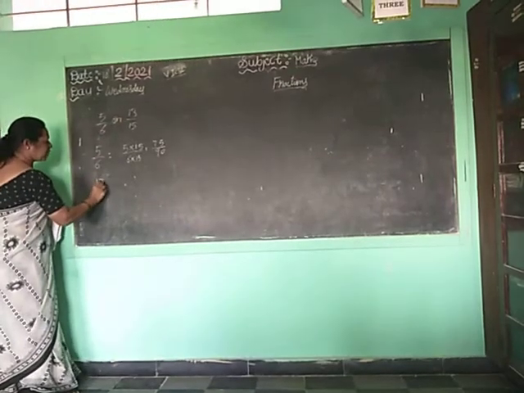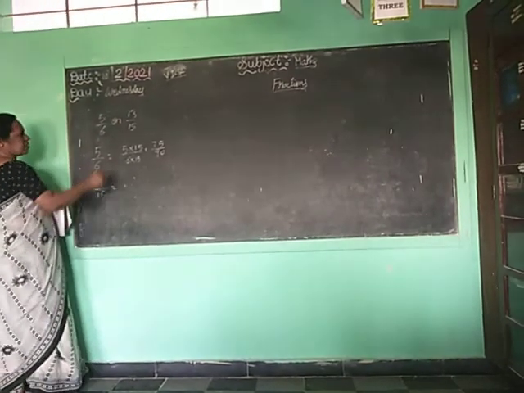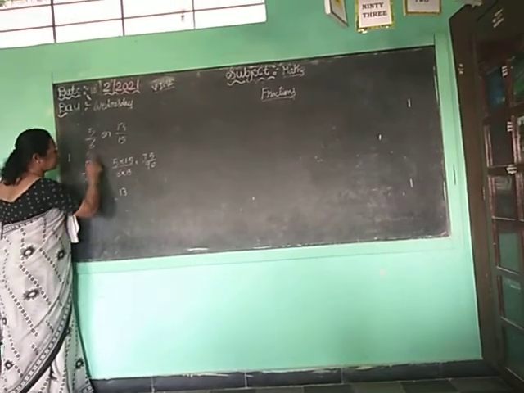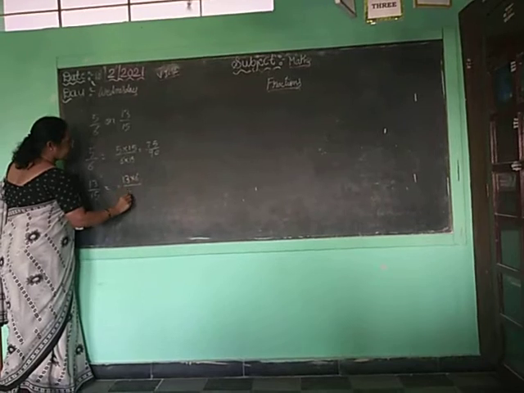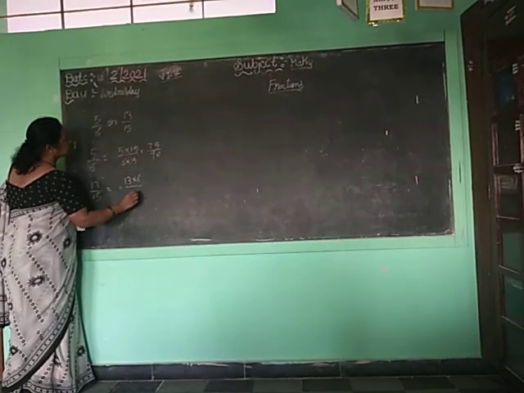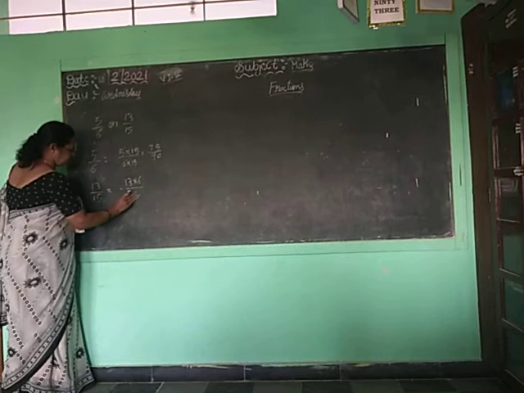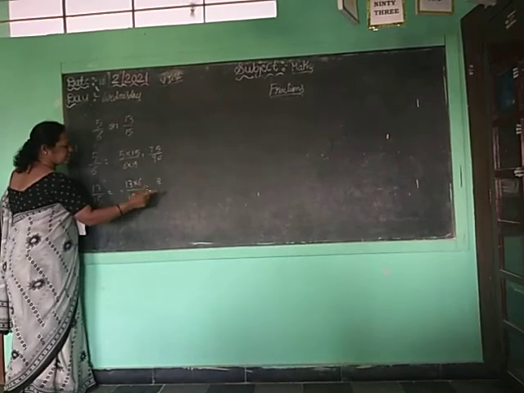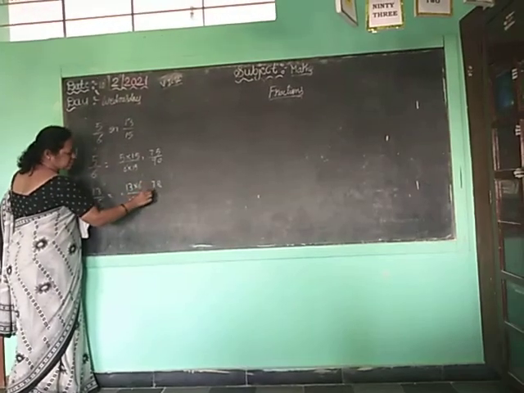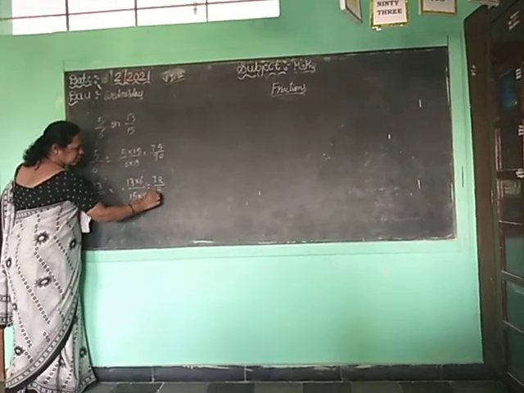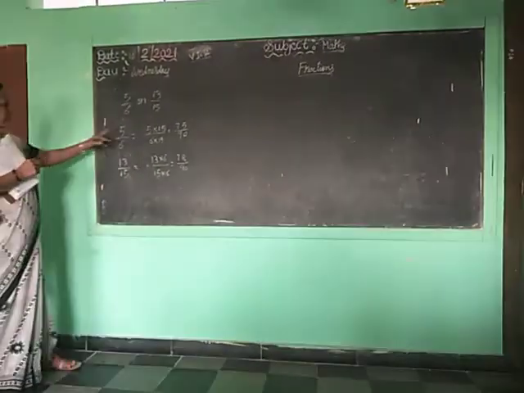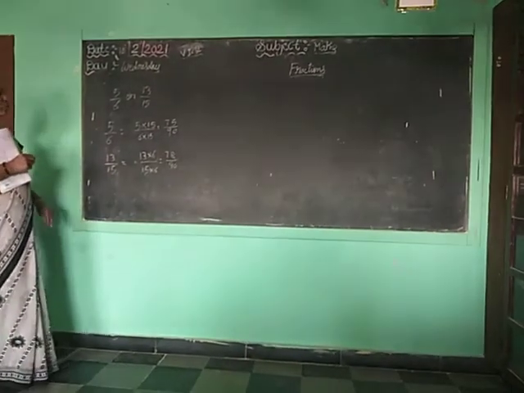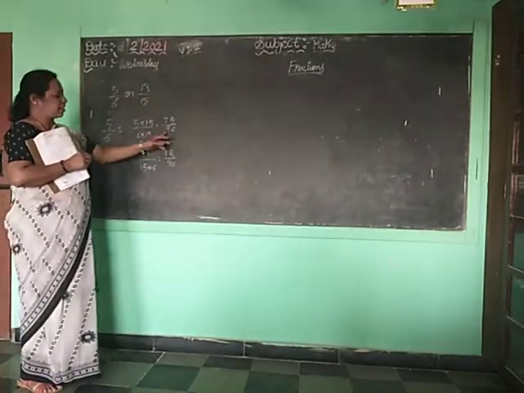Now 13 by 15 I will take. Then I multiply with the denominator of the other fraction. Okay, so 13 multiplied by 6 and 15 multiplied by 6. So 13 sixes: 6 threes are 18, 1 carry, 6 ones are 6 plus 1, 7, so 78. Then 15 sixes is 90. Okay. So we got for 5 by 6 it is 75 by 90 and 13 by 15 is 78 by 90. So here the denominators are same. We are making the denominators the same.